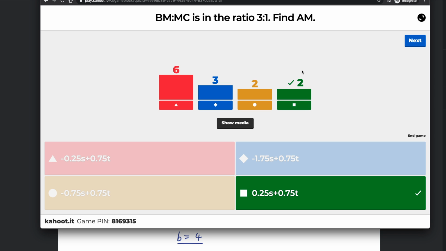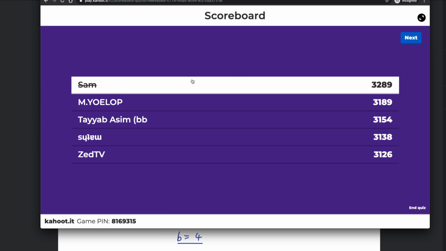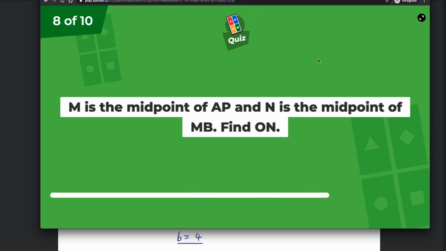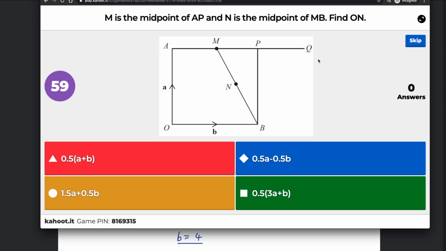That was pretty tough. You had to do 3/4 BC and then add that on. Okay, quarter S plus 3/4 T. That was hard. All right. Let's see. Wow. Sam doing really, really well. They're going to get tougher. M is the midpoint of AP and N is the midpoint of MB. Find ON.